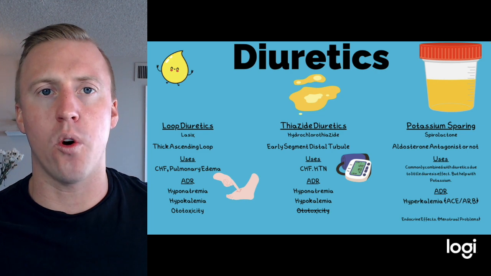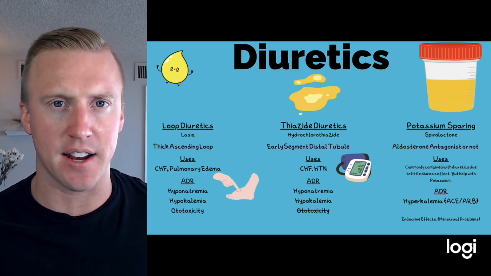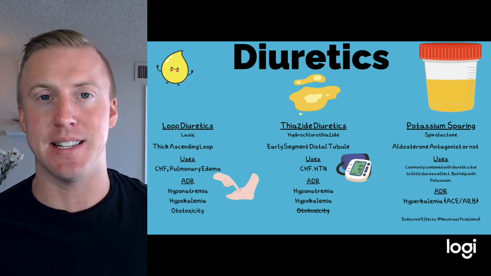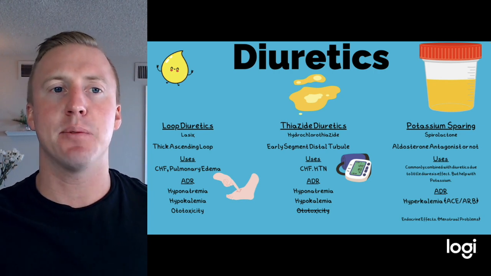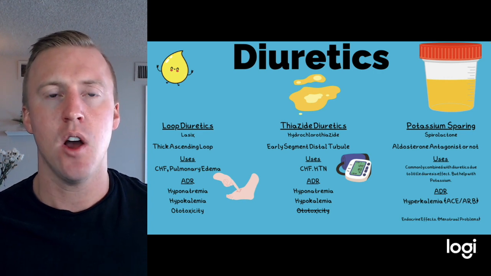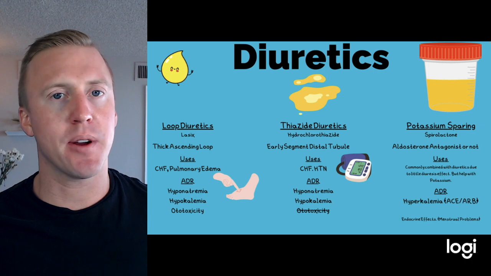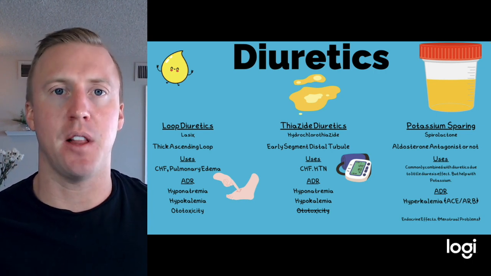Spironolactone itself, or our potassium-sparing diuretics, have very minimal diuretic effect. For that reason, you're not going to usually see them used by themselves just simply for the diuretic effect. They're usually combined with diuretics to help combat the hypokalemia we see, or they're just combined with other medications in general.